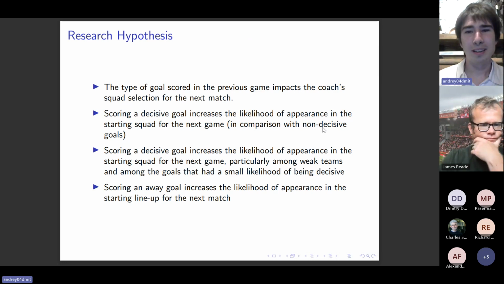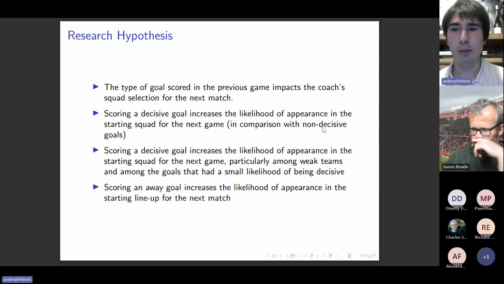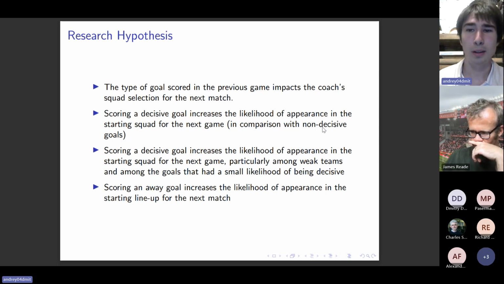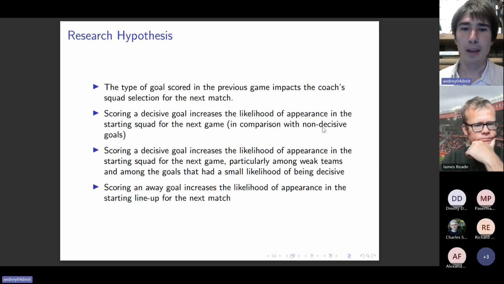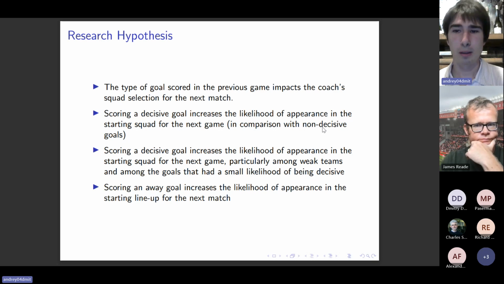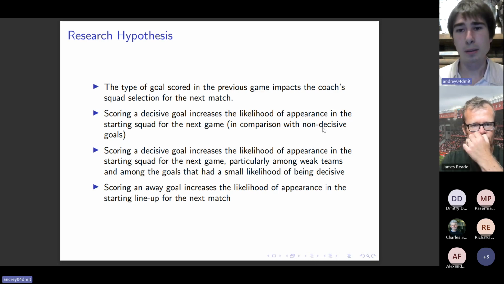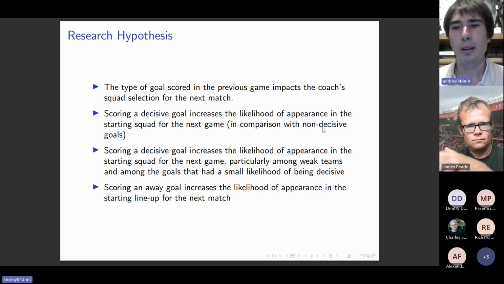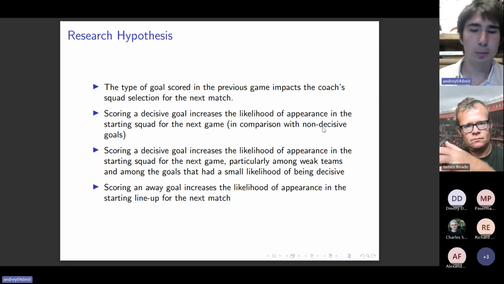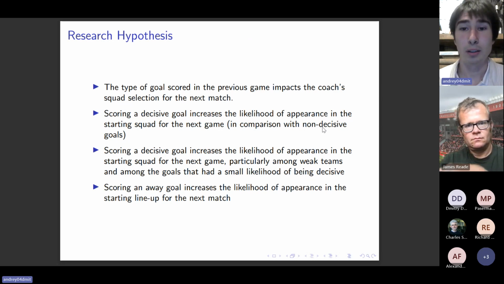Another hypothesis is that scoring a decisive goal increases the likelihood of appearance in the starting squad for the next game, particularly among weak teams and among the goals that had a small likelihood of being decisive. So the first part is Meyer and Frank about basketball, and the second one is a little bit interesting. We'll focus on it later.